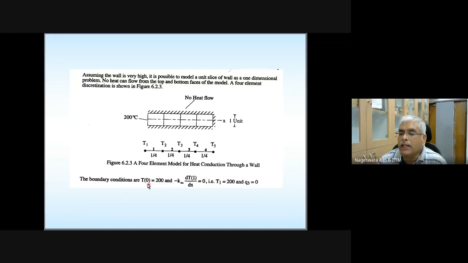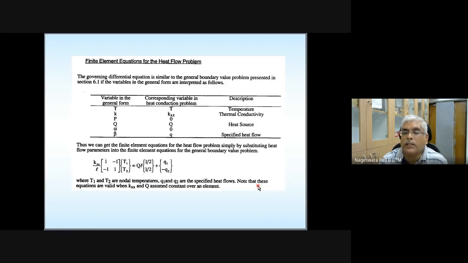And what it translates to, these are the boundary conditions. X equal to 0 corresponds to node 1. And X equal to 1 meter corresponds to node 5. Q5 is equal to 0. So with all this, now you have T1 is equal to 200, and Q5 is equal to 0.